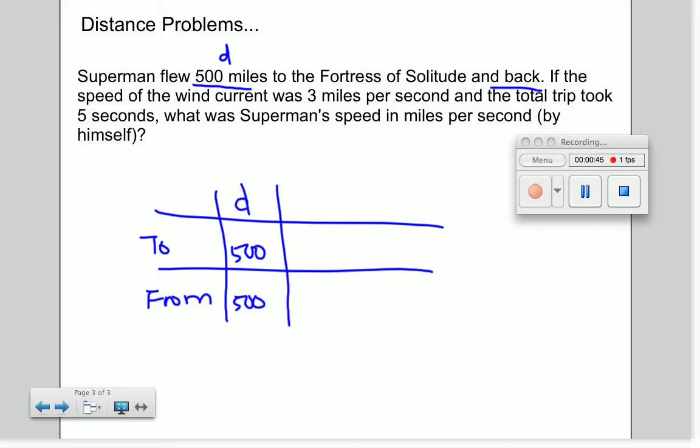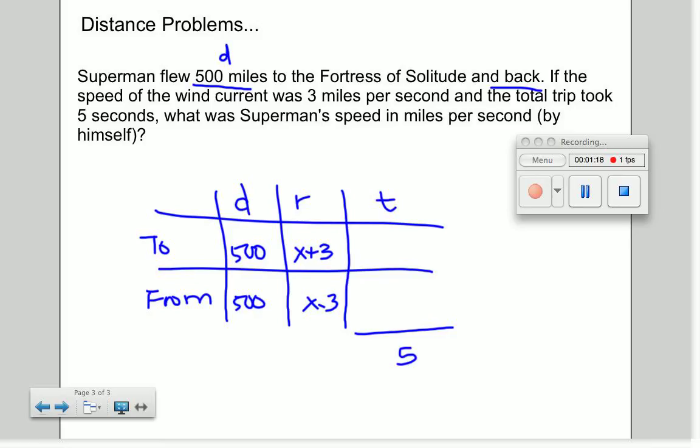If the speed of the wind current was 3 miles per second, we don't know which way the wind current was going, so I'm just going to say going to the fortress was x plus the wind current, and coming from was going to have no wind current, so it's just x minus 3. Again, like when he's going with the current and against the current. And the total trip took 5 seconds, so if I added up the time that it takes, it would be 5 seconds.